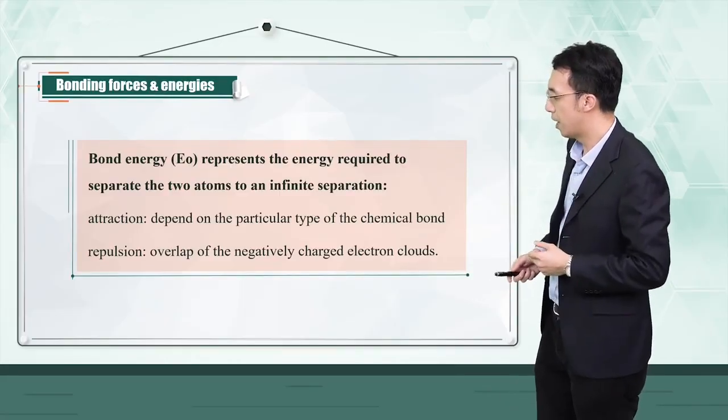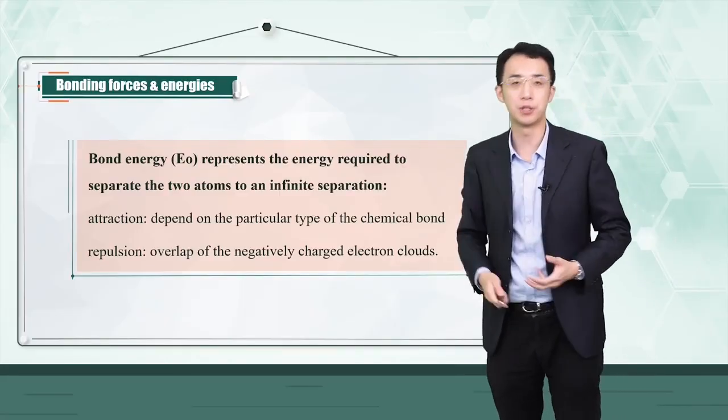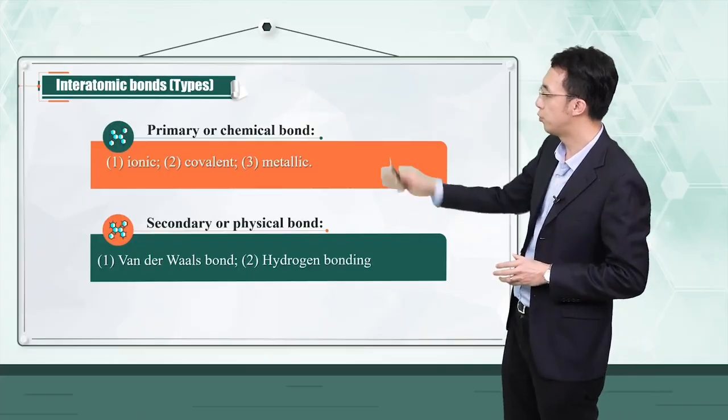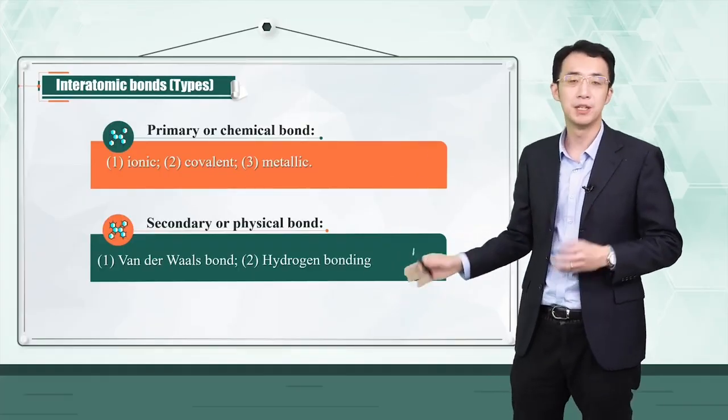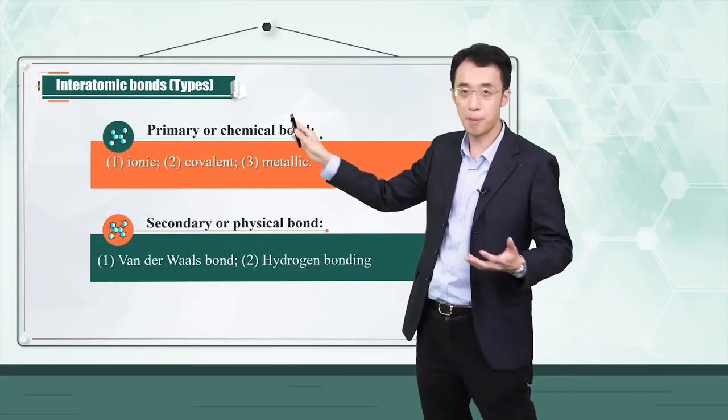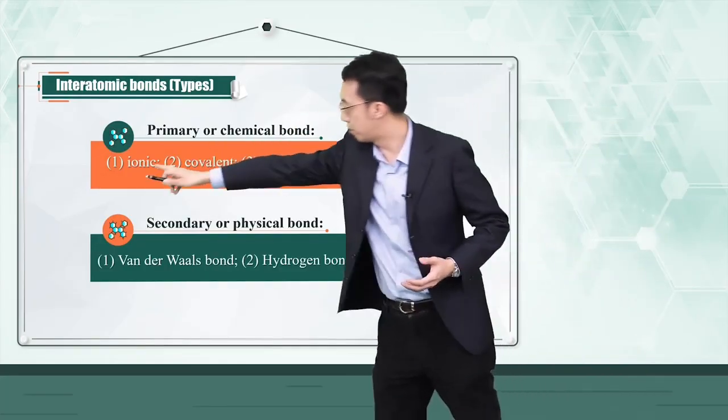Okay, so the bonding energy represents the energy required to separate the two atoms to an infinite separation, so to pull them far apart from each other. And this really depends on the electronic structure of your atoms.